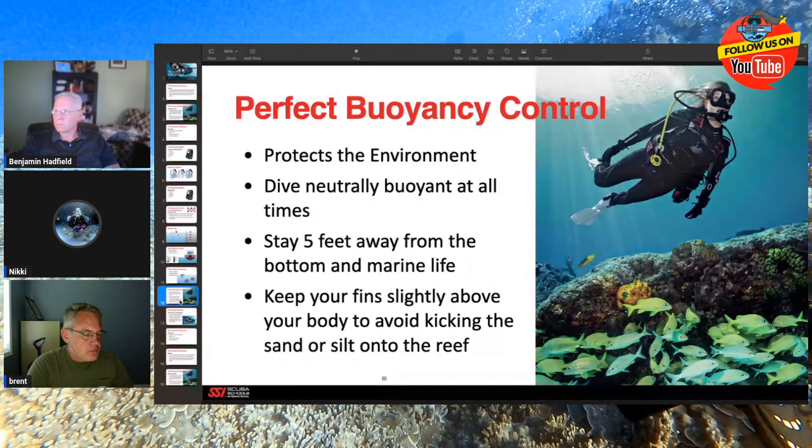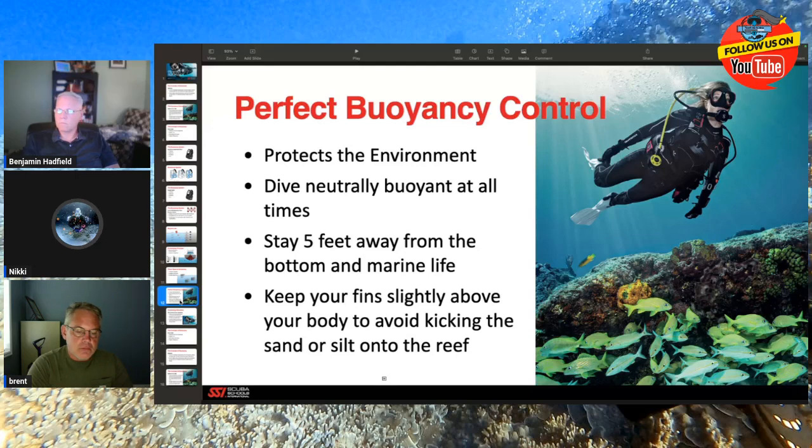and them. There's a lot of stuff out there like fire coral that we can touch, and then all of a sudden we've got this burning on our skin and we have things that we have to deal with. The other thing that we're also able to do by having that buoyancy control is we're able to keep our fins slightly above our bodies to avoid kicking up the sand or silt of the reef.